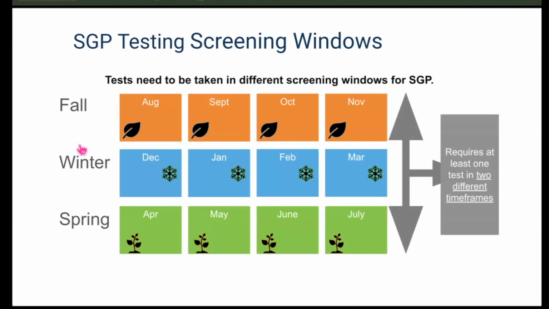So remember, it requires at least 1 test in 2 different time frames. You will not receive an SGP or see an SGP score if you have a student who took the assessment in October and then again in November. You will not have an SGP. It has to be in one of these different timings or time frames.